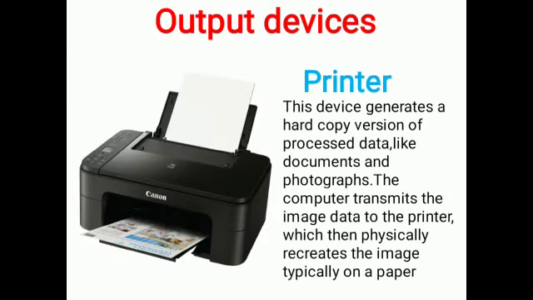Let us know output devices with some examples. First one, printer. This device generates a hard copy version of processed data like documents and photographs. The computer transmits the image data to the printer, which then physically recreates the image, typically on paper.